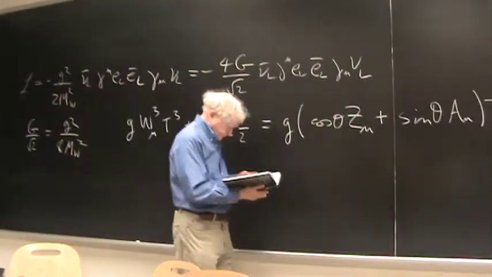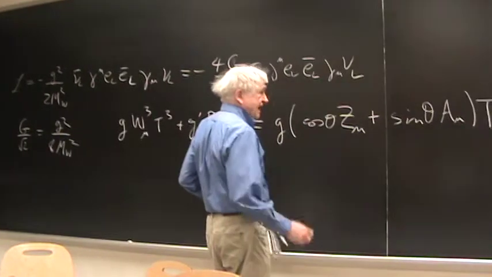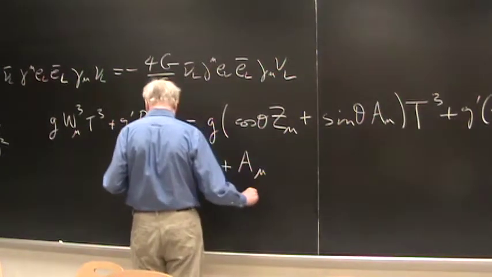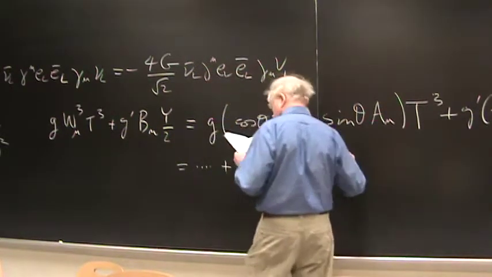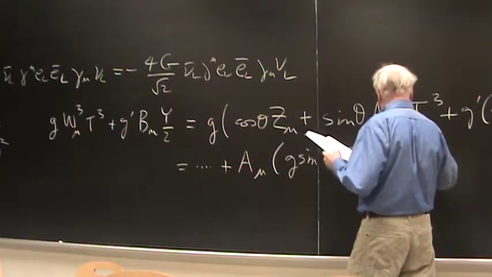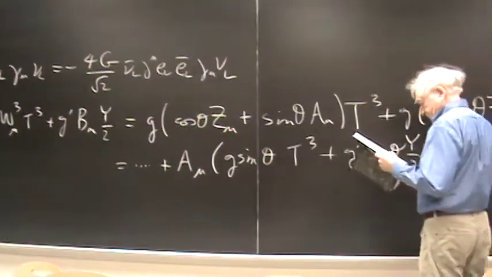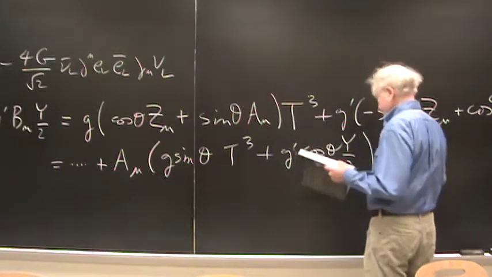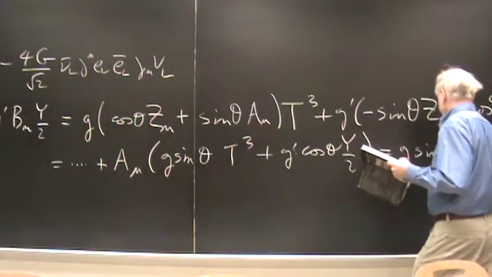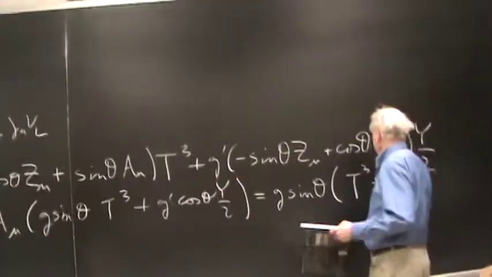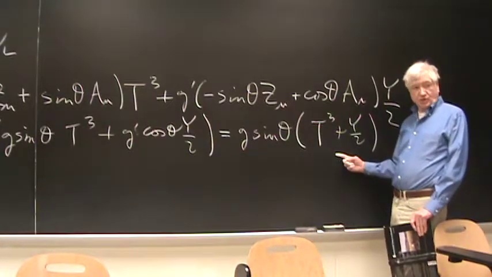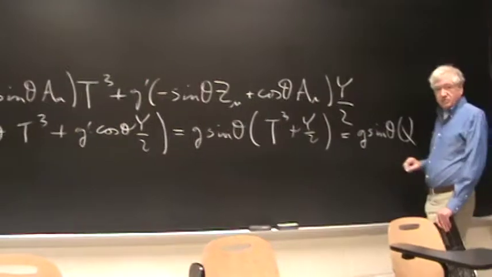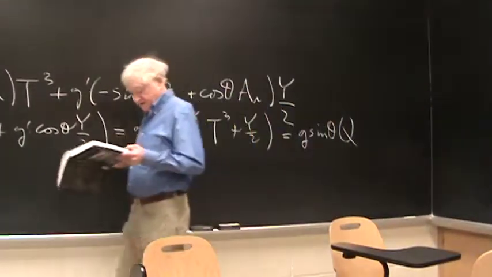And at that point, what is A coupled to? Well, this is then dot, dot, dot, plus A mu times g sine theta T3 plus g' cosine theta Y over 2. Or since g' is g tan theta, this is a sine theta also. So this simplifies to g sine theta times T3 plus Y over 2. And aha, this is Q. So this is g sine theta Q. So that tells us that g sine theta has to be e.